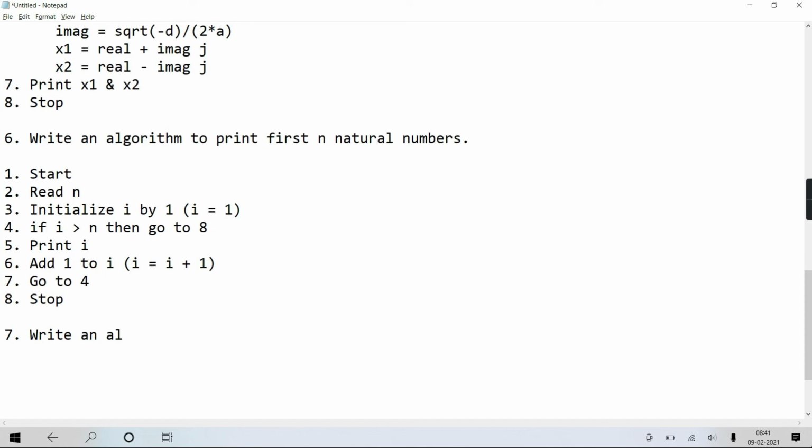Write an algorithm to find the factorial of a given number, and that number is greater than or equal to 0. So write an algorithm to find the factorial of a given number. And what is factorial? I hope you know it. Factorial is the multiplication from 1 till that number.